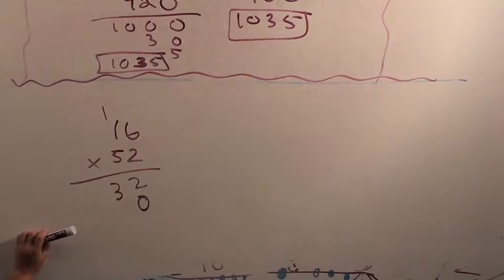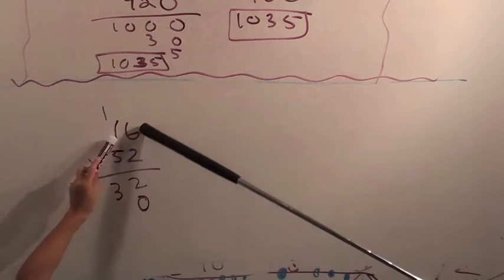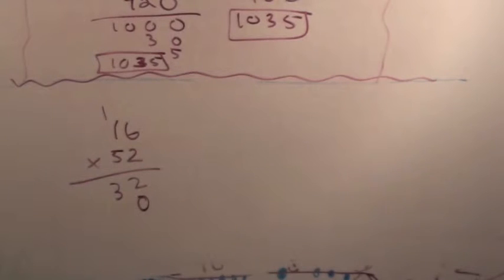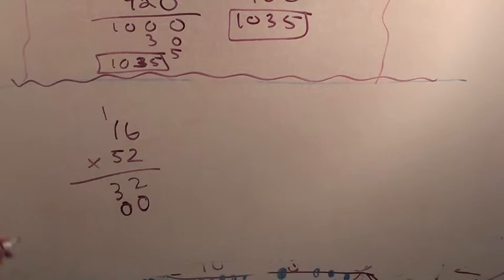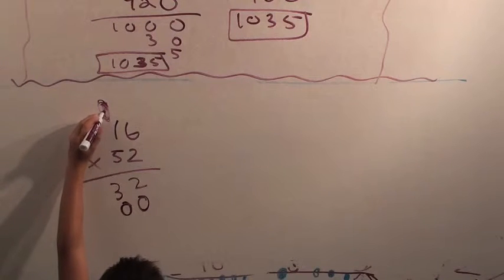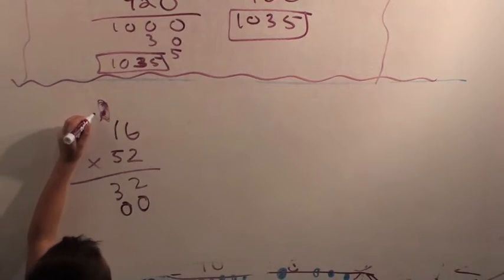You do what? 5 times what? 5 times 1, no, 5 times 6. 5 times 6 is 30. So what do you write? We write a 0. And what do you carry? We have to scribble out the 1. Scribble out the 1. And what do you carry? So 5 times 6 is 30. So you write a 0 and you carry the 3.